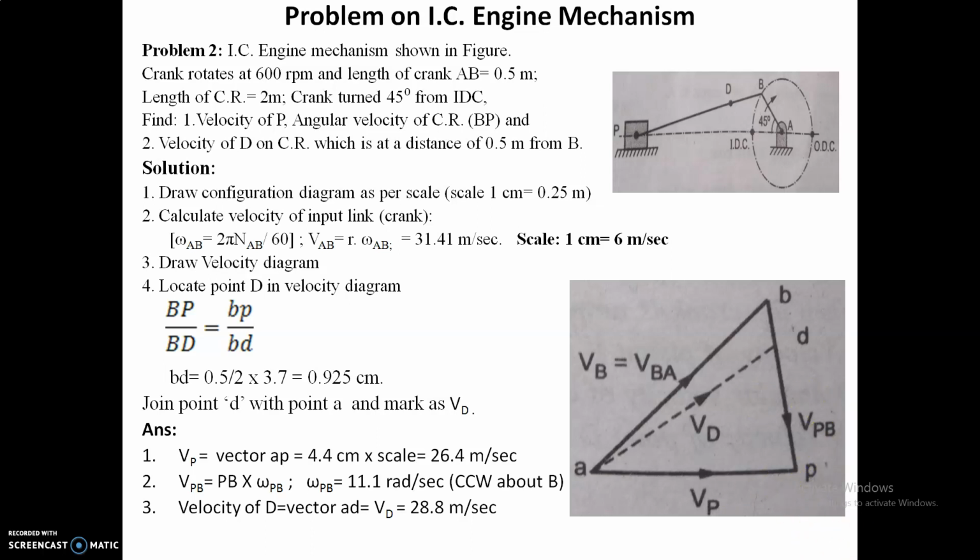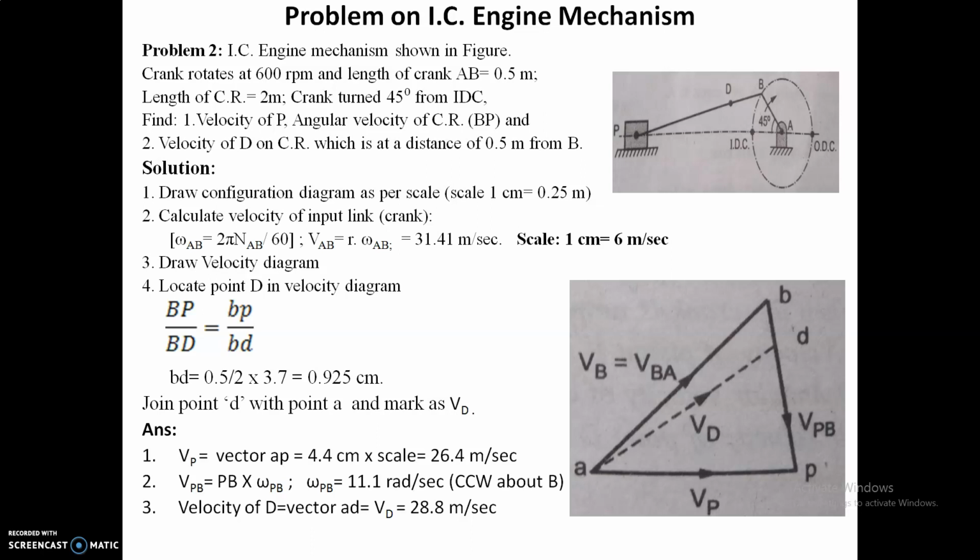So you connect this d point to the fixed point a, and that is nothing but the velocity of D point. And we have written the notation, that is velocity of B, then velocity of P with respect to B, and then velocity of slider, that is velocity of P with respect to the fixed point. Instead of writing the velocity of P with respect to A, you can also write down the velocity of P. Now this is the velocity polygon.